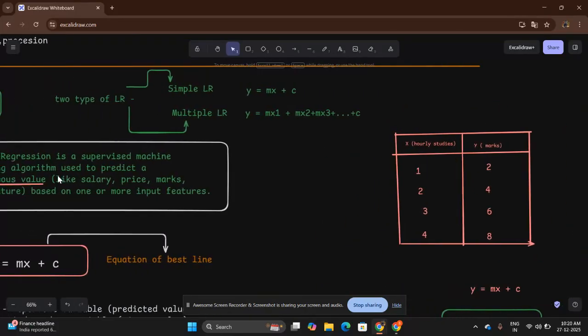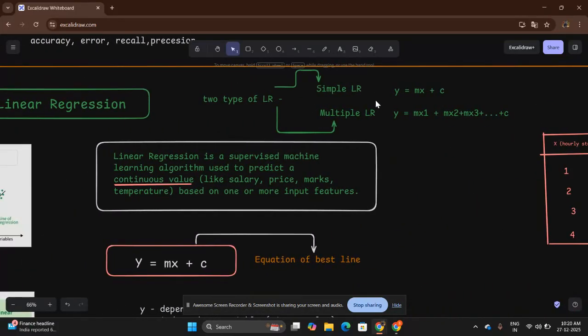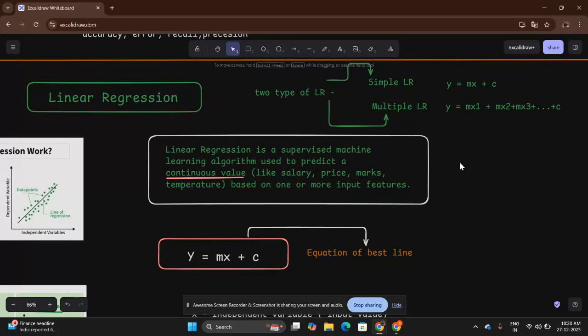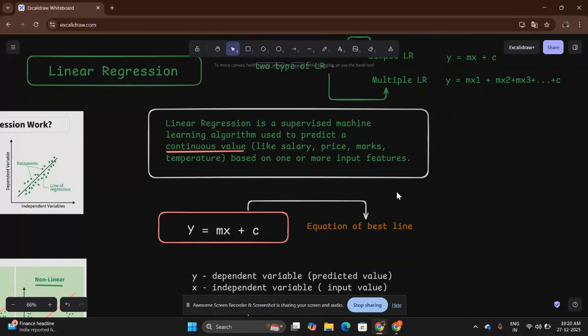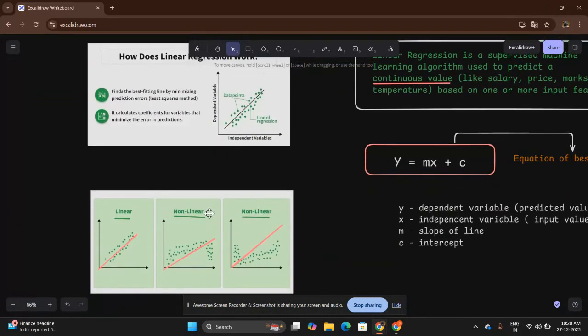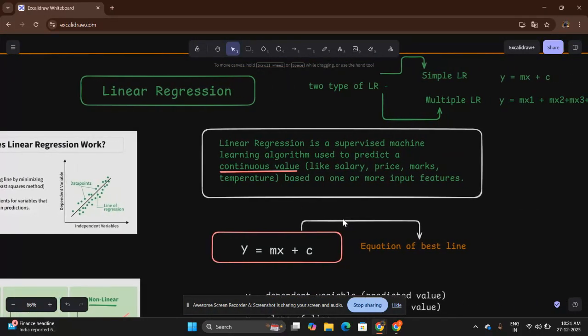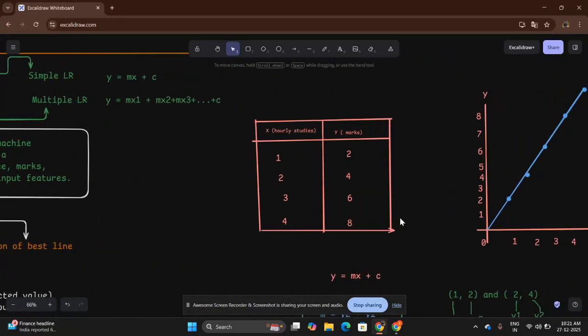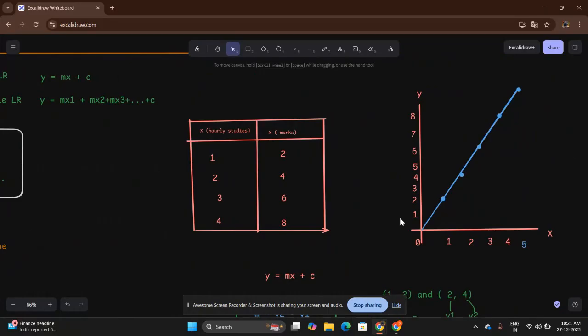So likewise, I have explained the background calculations, given a simple example, and drawn the graph of it. I explained these two types, simple linear regression and multiple linear regression, and its formula y equal to mx plus c, and the meaning of each term in the formula. I also covered the graphs and linear, non-linear regression. How we can implement it for a real world use case, that we will cover in the next video.